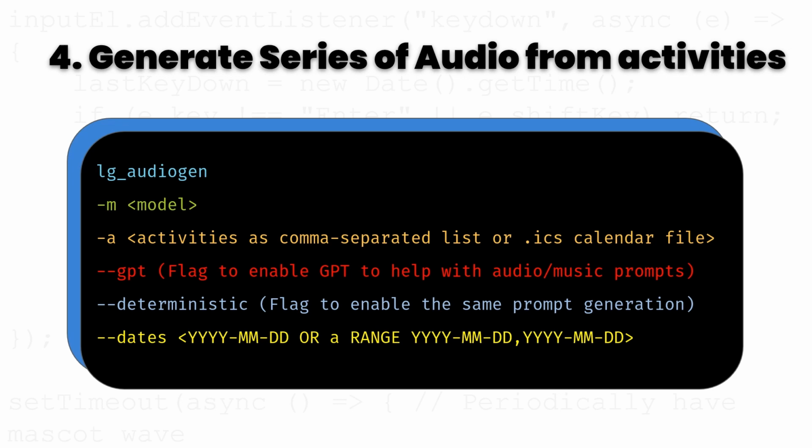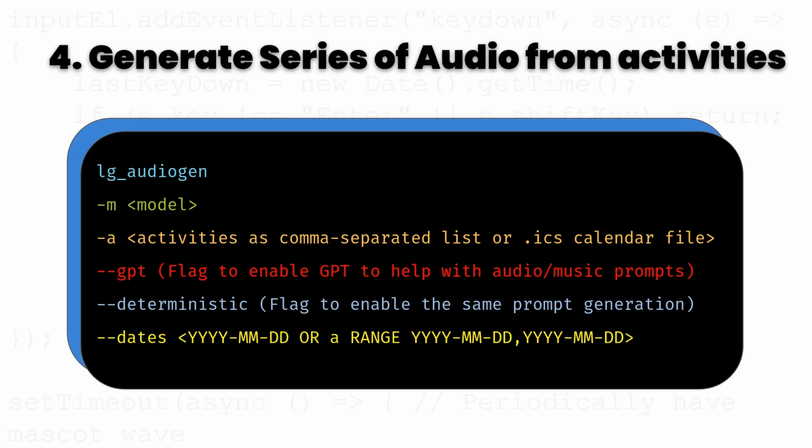For this feature, you can select the model you want to use, then you can pass a list of activities or a calendar.ics file, as well as flags to enhance the prompts with GPT and deterministic prompts. If a calendar file was specified, you can even specify dates to replay your songs from the past or play songs for the future.